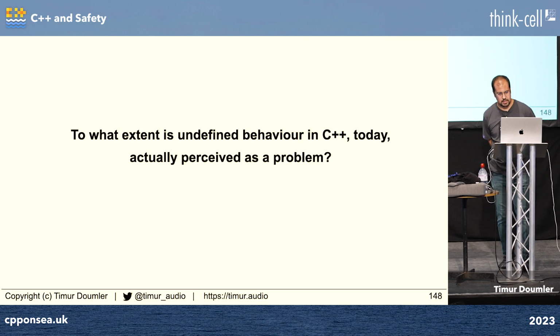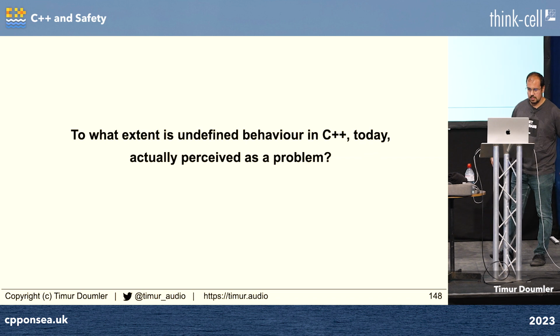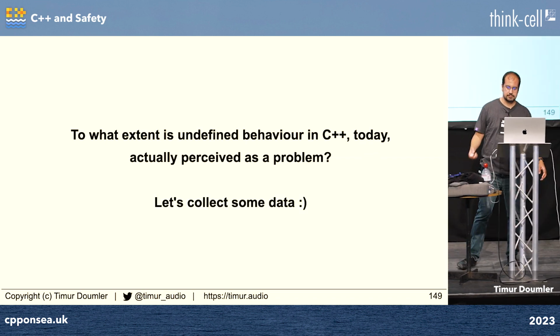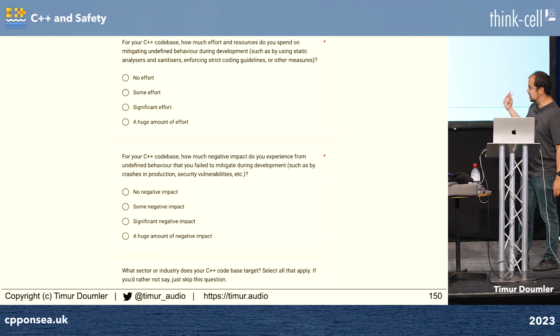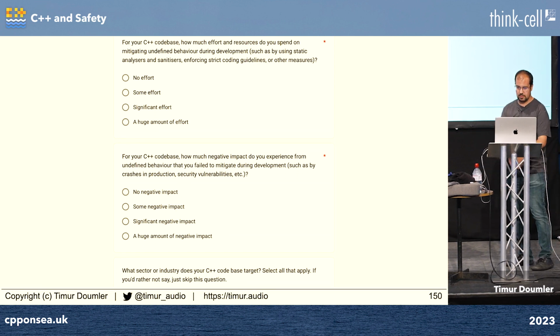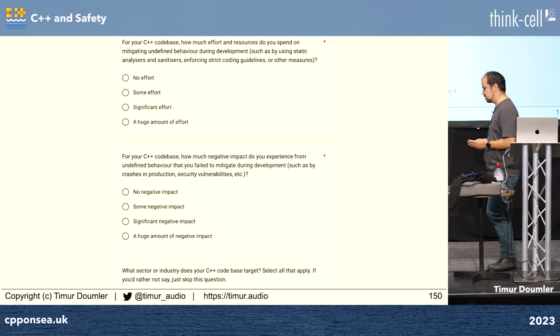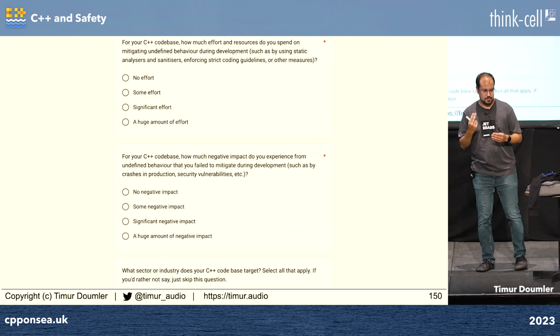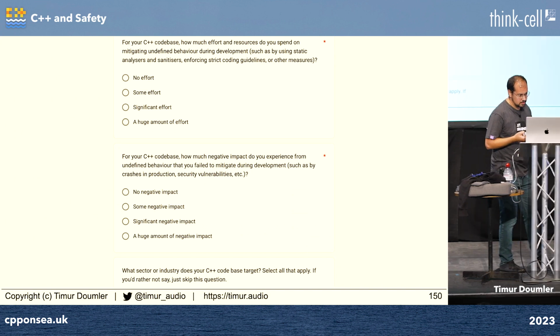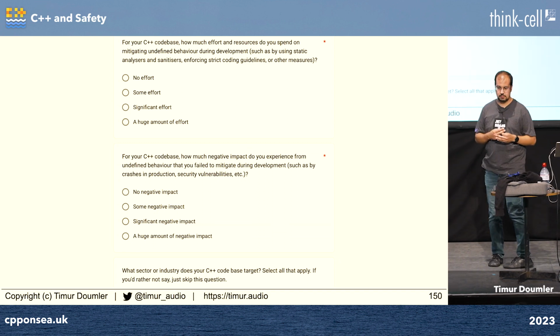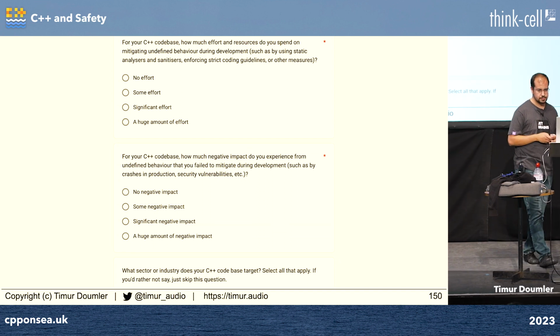I was looking at to what extent undefined behavior in C++ today is actually perceived as a problem. So I collected some data. I did a survey. 580 people participated. Thank you very much to everybody who did. I asked 2 questions. How much effort do you spend mitigating UB? And how much negative impact do you experience from the UB that you failed to mitigate? And then the third question was, what industry do you work in?